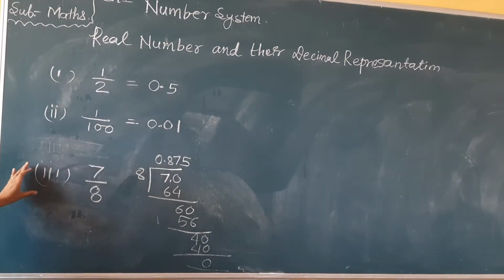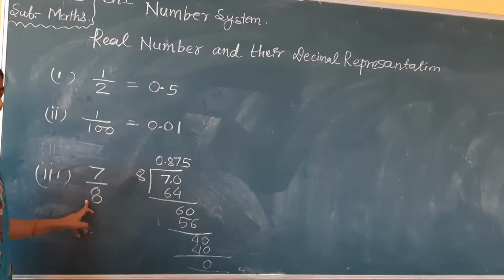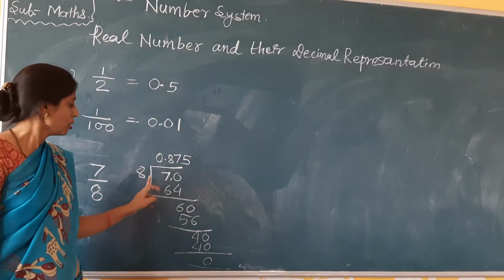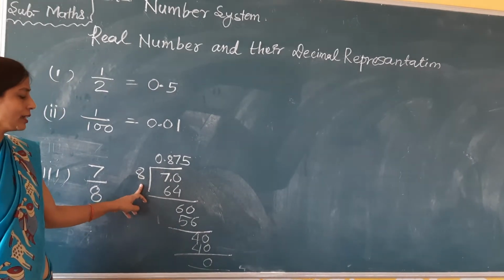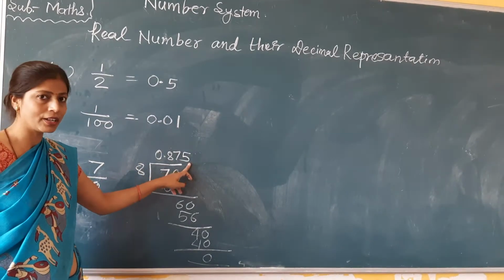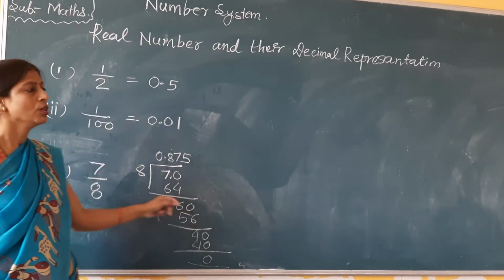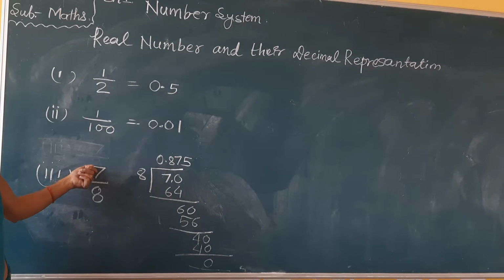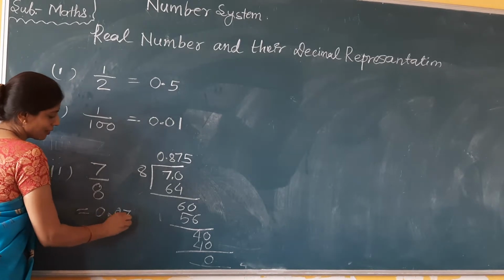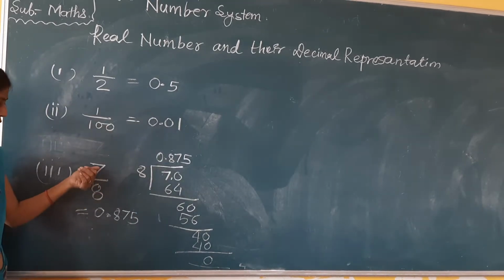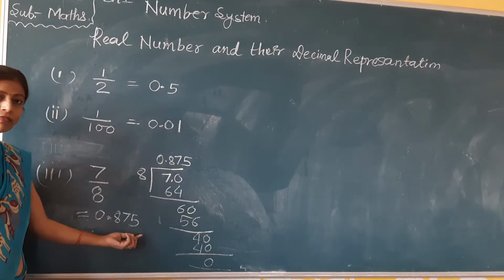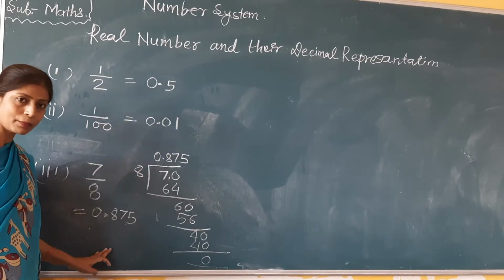Now, if we want to represent 7 upon 8 in decimal form, then we have to divide 7 by 8. When we divide 7 by 8, we get the quotient 0.875 and the remainder is 0. So the decimal representation of 7 upon 8 is 0.875.